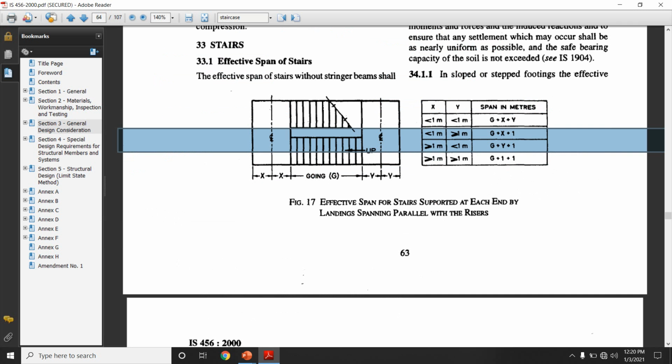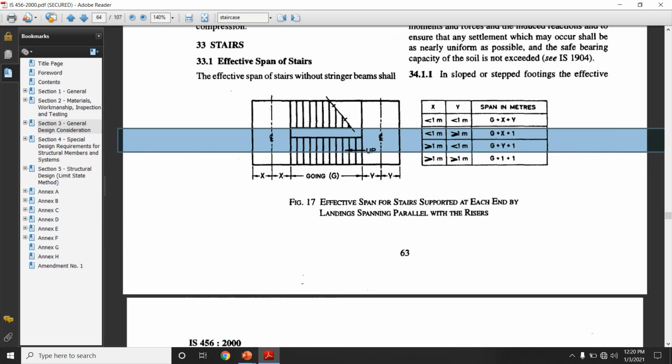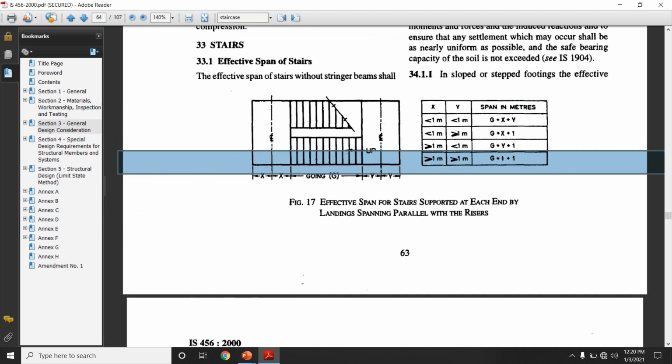So here, if you see, we have to take half of that, 1.25 divided by 2. So this is 0.625. As this is less than 1, we can consider this value. Similarly, y also will be 0.625. This is also less than 1, so therefore we can consider this. That is, plus x plus y we can have.